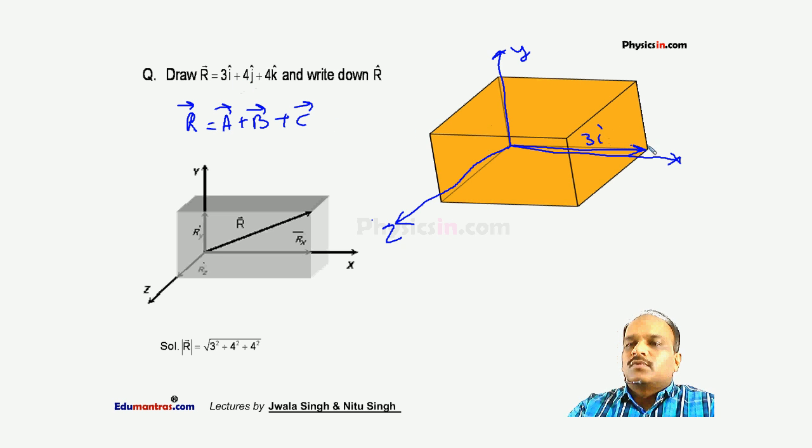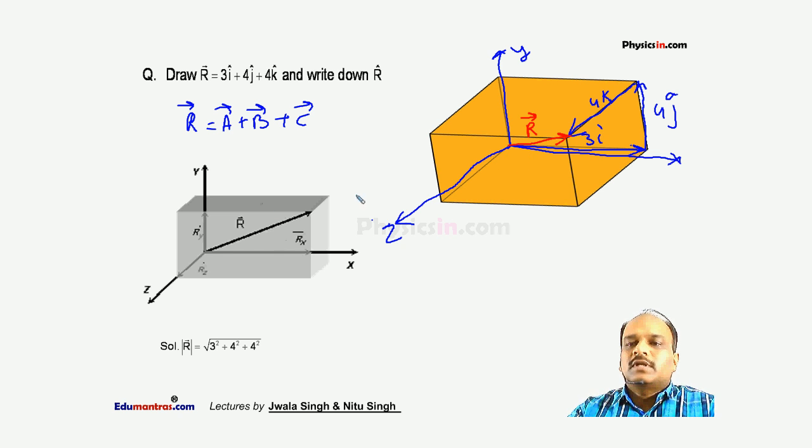Second is plus 4 j cap. So I will put a vector like this. It is 4 j cap. This is 4 j cap. And third one is 4 k cap. So plus 4 k cap. So this is 4 k cap. So if I join this origin to the end point here, it is vector r. This is the way to write a three-dimensional vector.